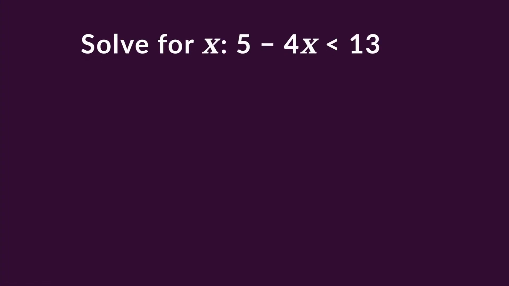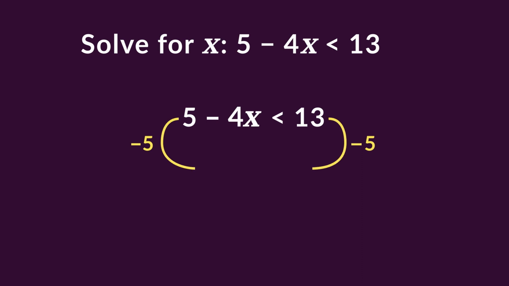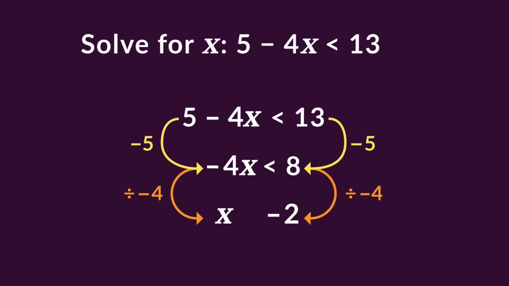Here's an example that's slightly different. Solve for x in 5 minus 4x is less than 13. The first step is to take away the 5 from both sides, which leaves us with minus 4x is less than 8. This is where the difference comes in. We need to divide both sides of the inequality by negative 4 to get x on its own on the left-hand side. But when we multiply or divide an inequality by a negative number, the direction of the inequality sign changes. So the solution to the inequality is that x is all real numbers greater than negative 2.